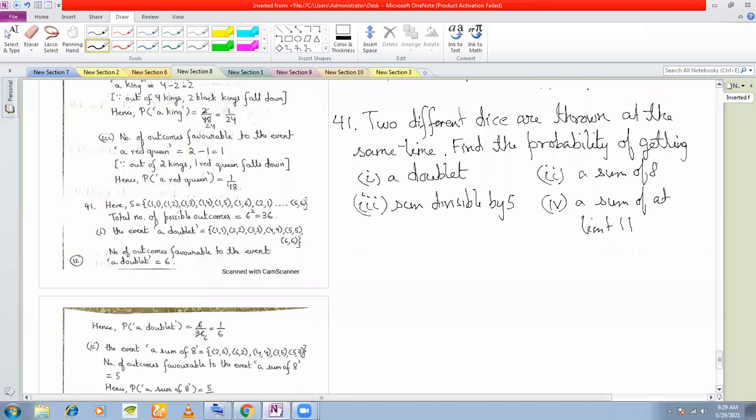Now you got to list down the possibilities in each case, right? So you see that the sample space will consist of 36 outcomes here, right? 1,1, 1,2, and so on. So the number of possible outcomes is 36. First question is the probability of a doublet. Now what is a doublet? Either you get 1,1 on both the dice or 2,2 on both the dice and so on. So this event doublet is this set, right? You count the number of events here. There are 6 events here, right? So the probability of a doublet is 6 by 36.